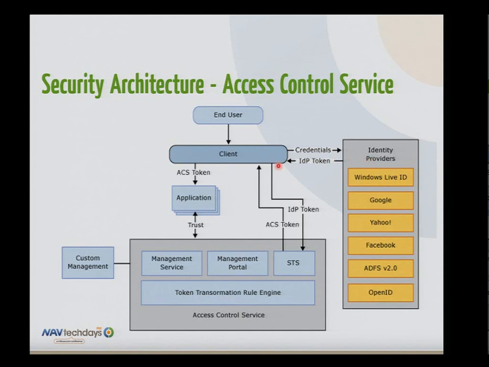Then the credentials are sent to the ACS, Access Control Service, which has an STS. STS stands for Security Token Service. So it receives a token and sends a token. That's basically the nature of an STS. Then the client receives this token and gives the ACS token to the application, Dynamics NAV 2013. There must be a trust between the application and the Access Control Service in order for NAV to actually trust this security token it receives.